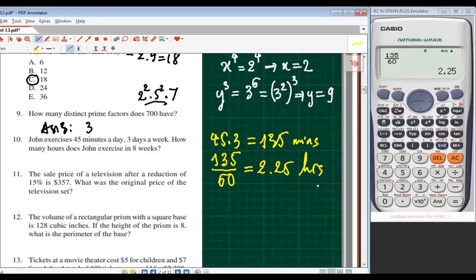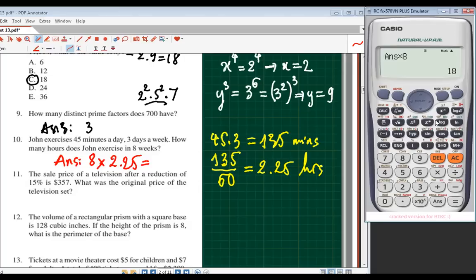And the hours John exercises in 8 weeks is 8 times 2.25. The answer: 2.25 times 8 equal 18 hours.